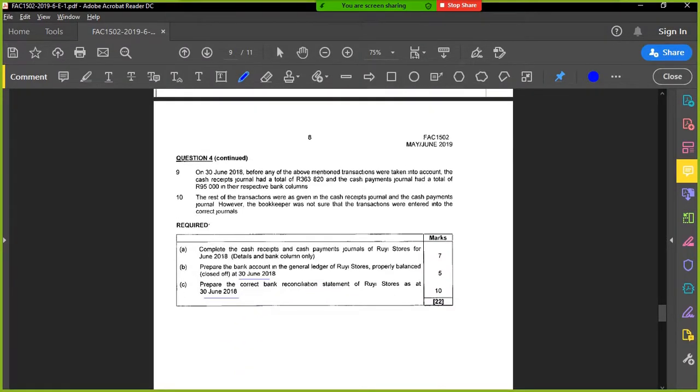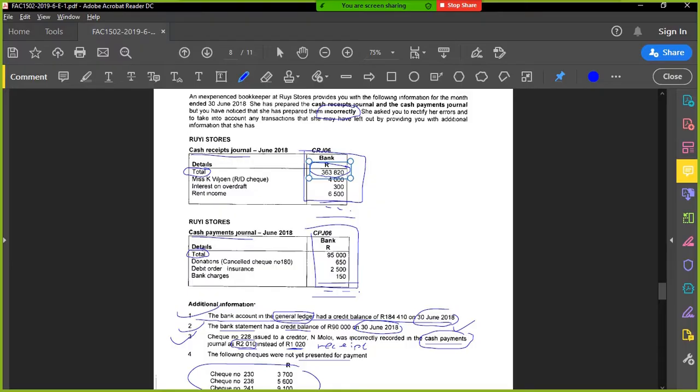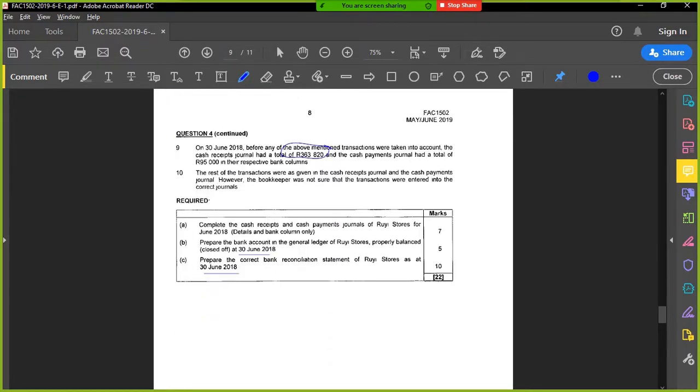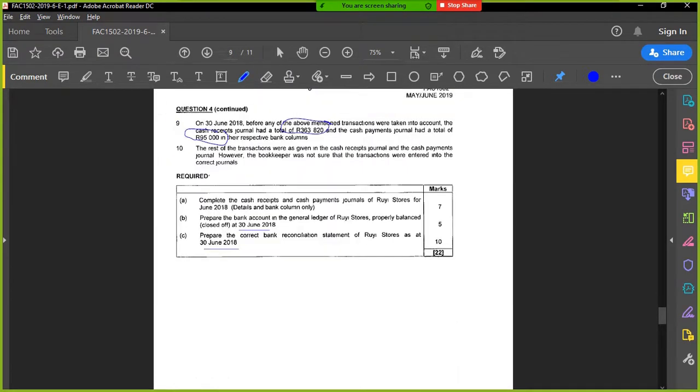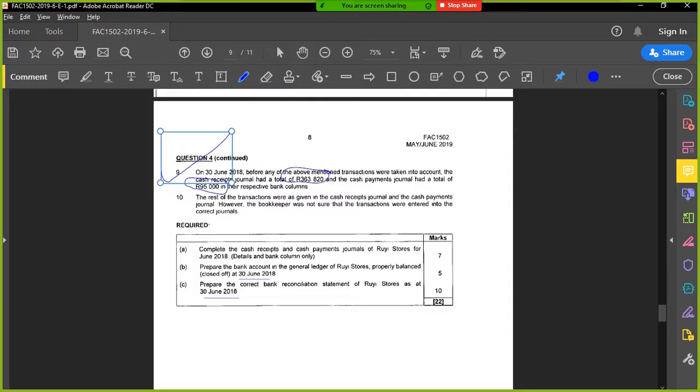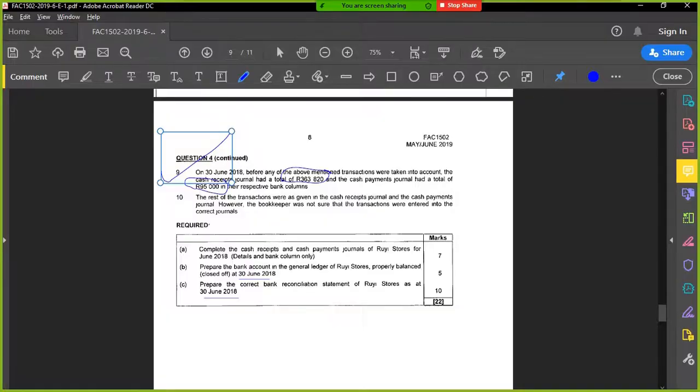Number 9, 30 June 2018, before any of the above mentioned transactions were taken into account. The cash receipts journal had a total of, there's the total, 363,820. It should be the same as this one. 363,820. Yes, it is. Okay, and the cash payments had 95,000, which should be the same as this one. Yes, it is. Right, so those are the totals. Now we've read it, we've confirmed it. Now we can put that in. 363,820, 363,820, 363,820, 95,000. Happy with that? Yes. Good. Okay, the last one.